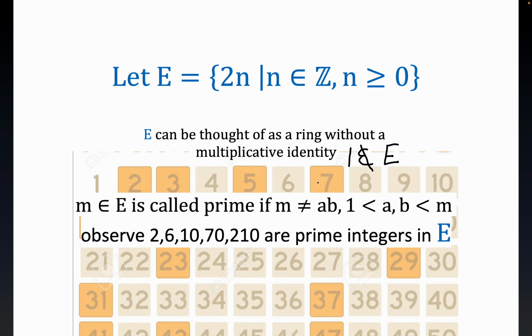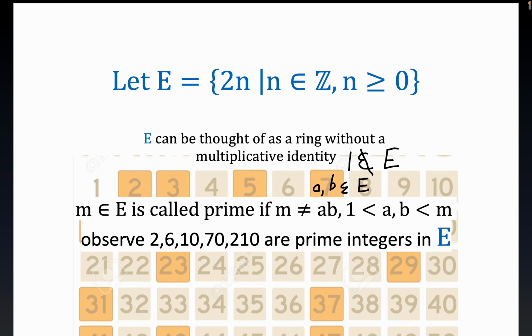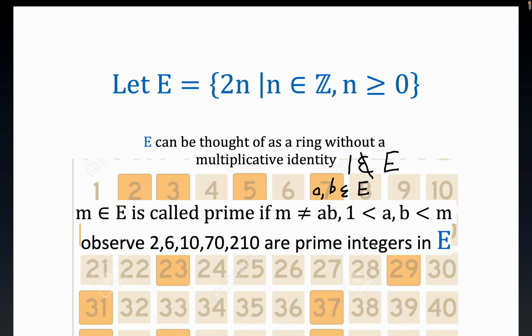Now we are assuming here, I didn't write this down, but both A and B would be a member of E, right? Now notice you can verify yourself if you want that this definition of primality fits. An element M of E is not prime provided you don't get a factorization like this, where A and B are strictly between 1 and the value itself. Now, in that sense, it's not hard to verify that 2, 6, 10, 70, and 210 are considered prime.